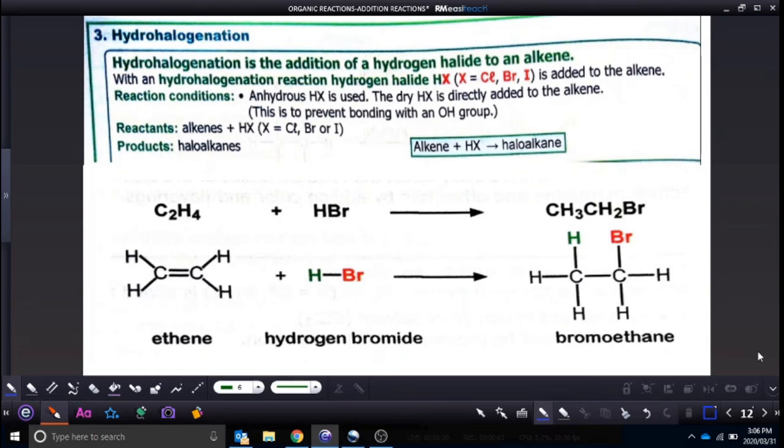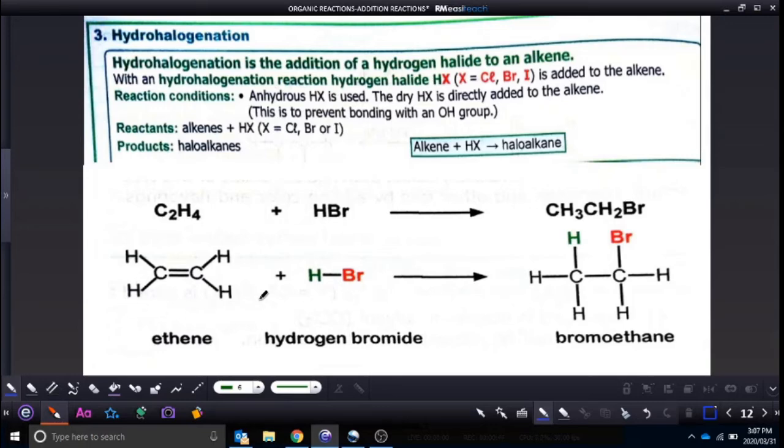Okay, now we are back. Hydrohalogenation is the addition of a hydrogen halide to an alkene. So we have a hydrogen and a halogen that will be added. Again, the reaction conditions, we need to use an anhydrous hydrogen halide. The dry HX or hydrogen halide is directly added to the alkene. So in other words, it is not in water. This is to prevent that we form an OH group. So it cannot have excess water.